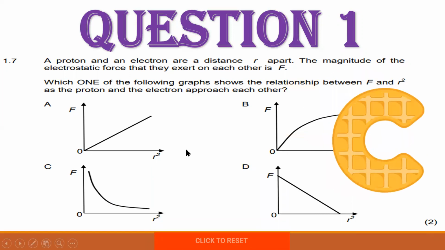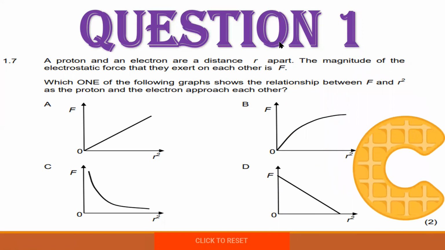Our answer is C. Why is our answer C? Because the formula is electrostatic force equal to G times Q1 times Q2 over R square. So if you are looking for the graph between F and R square, this is our answer C.